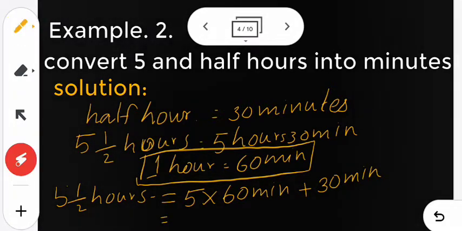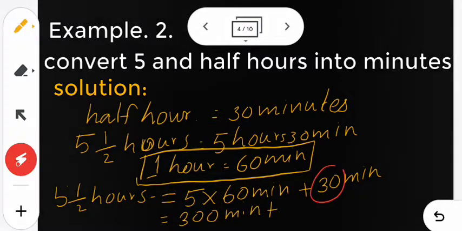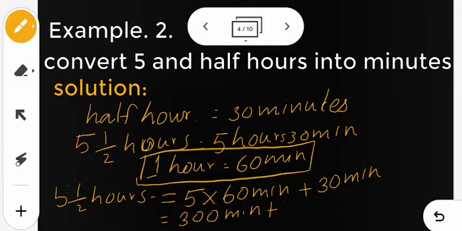Now let's multiply here. Ignore this 0, only multiply this number. Take this number 6. So these two numbers you multiply, 5 into 6, 5 sixes are 30. You had ignored this 0 here, so that 0 insert here. So it will be now 300 minutes. 300 minutes plus, here we already have 30 minutes, so 30 minutes we will add here.